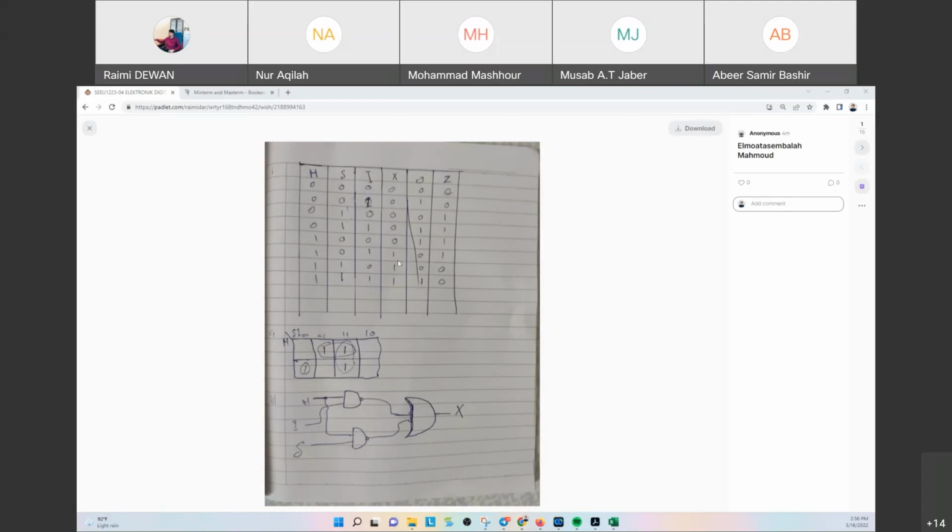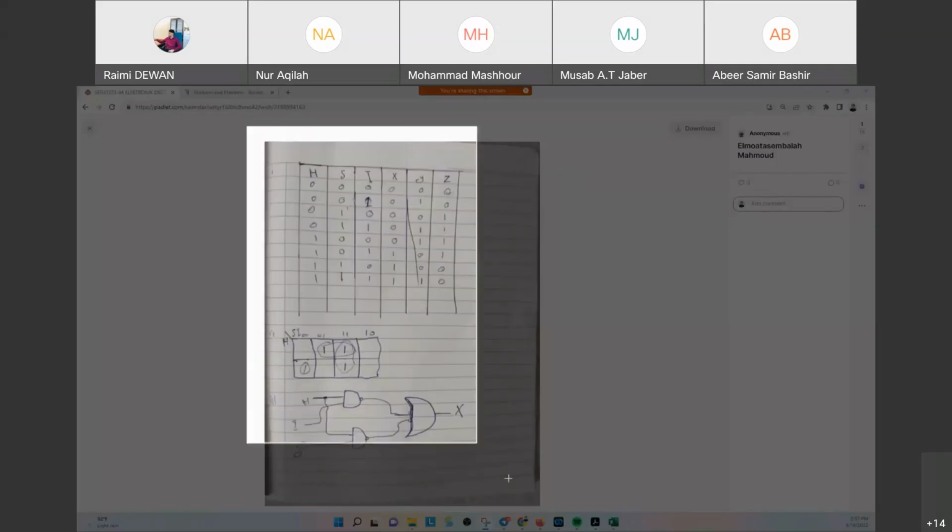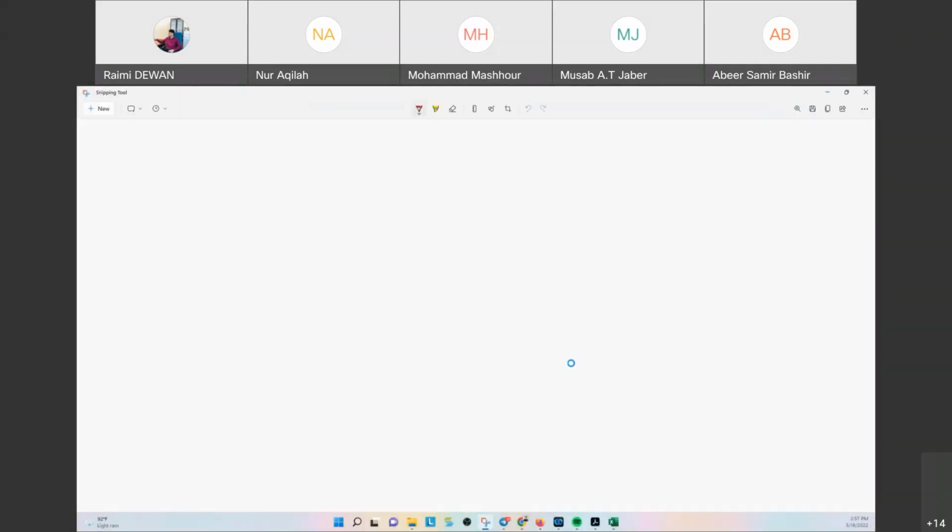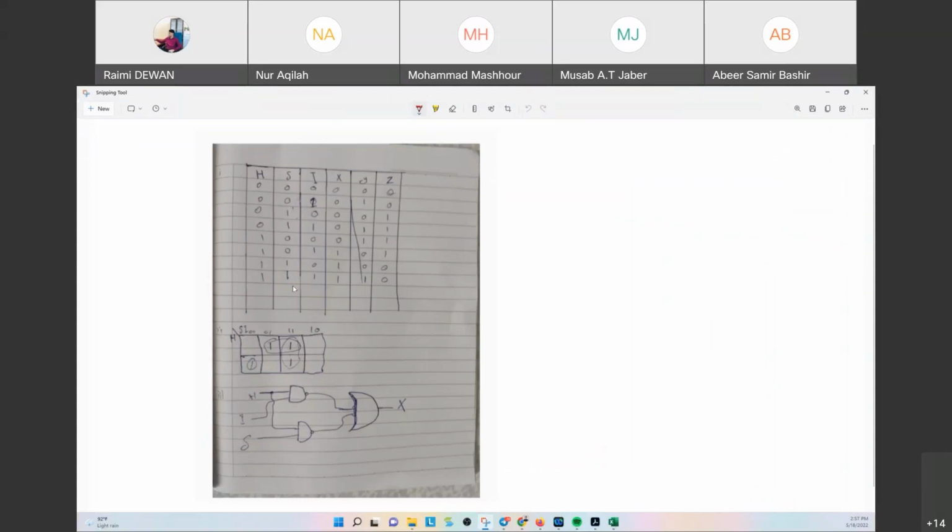Okay, let me check El Muatta's first. You see there are three inputs, so first, like this, correct. That means 2 to the power of what? For Muatta, this is 2 to the power of 3, correct? So you have 8 possible inputs, and after that you will have 8 possible outputs. And the way he did it is correct.